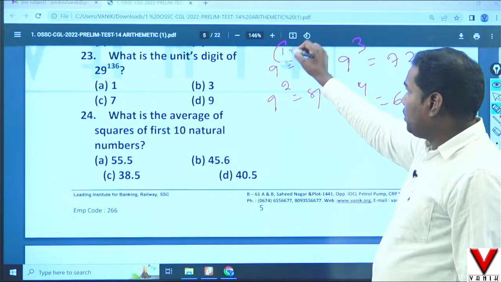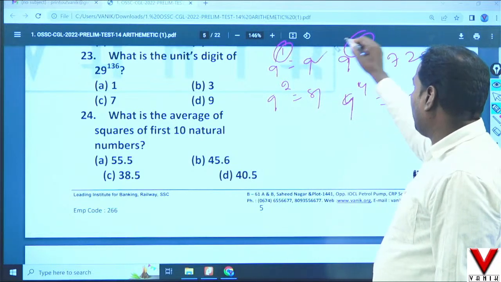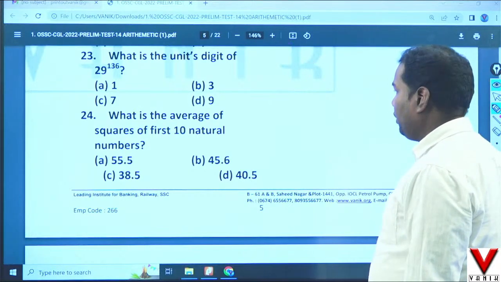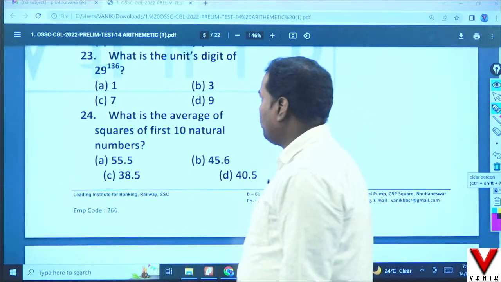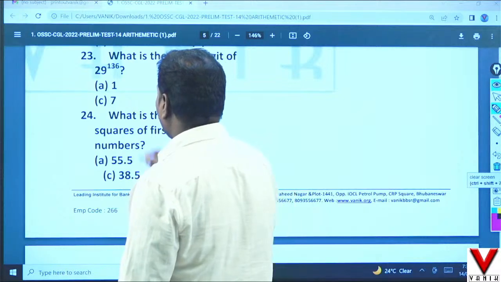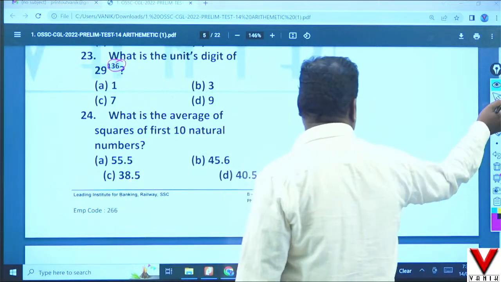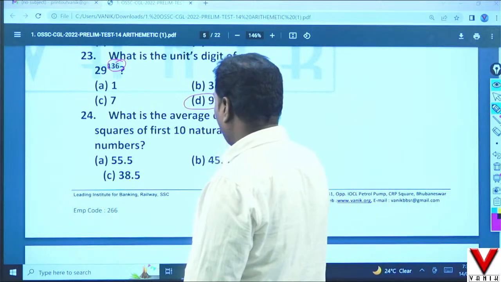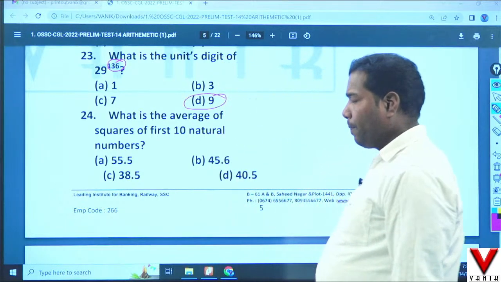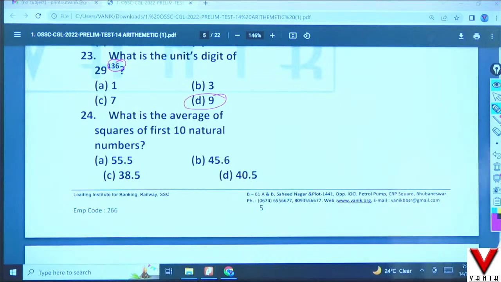When the power is odd, then you will get 9. When the power is even, then the units digit will be 1. So 29 to the power 136, this 136 is an even number. So the units digit will be 1. Okay. Come to the next number.